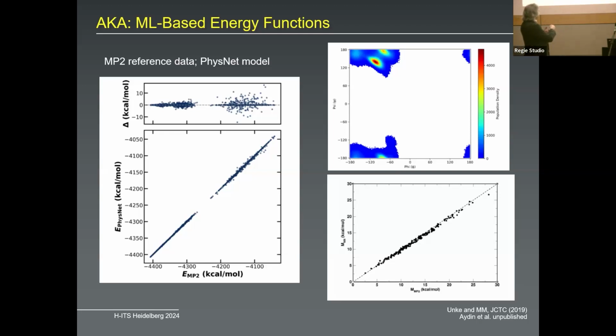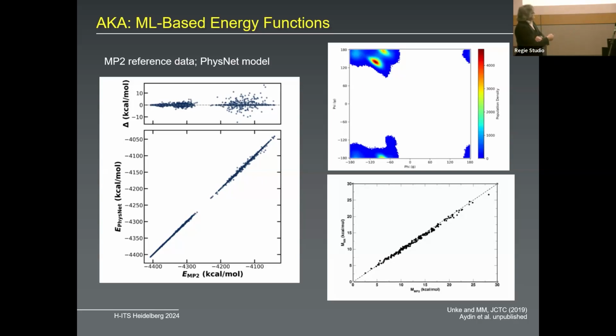This is a very, very good energy function, reproducing... Well, this is the performance of the model. This is the reference calculations. These are the Ramachandran maps. We can run extensive MD simulations. This is MP2 quality dynamics, and you could never do this with ab initio MD, in no way.